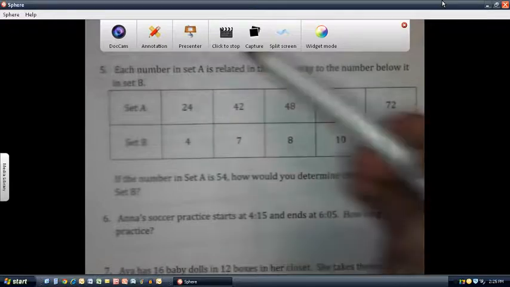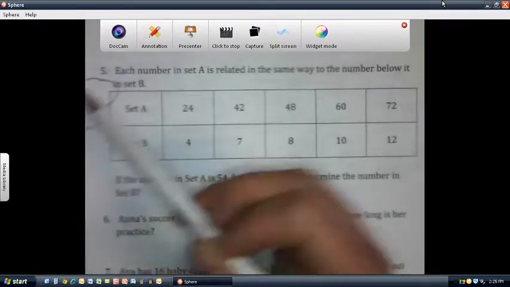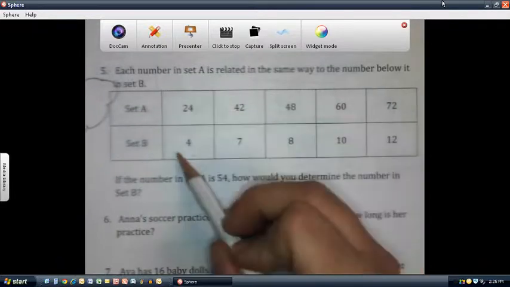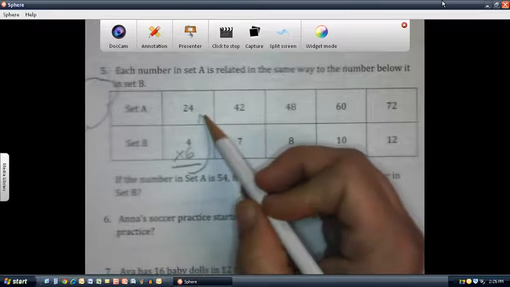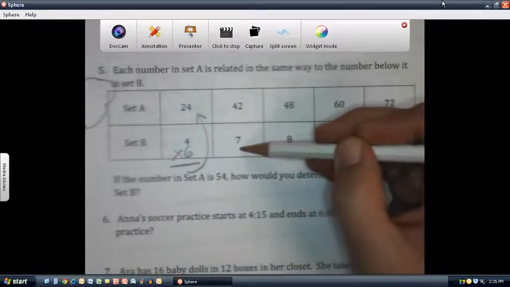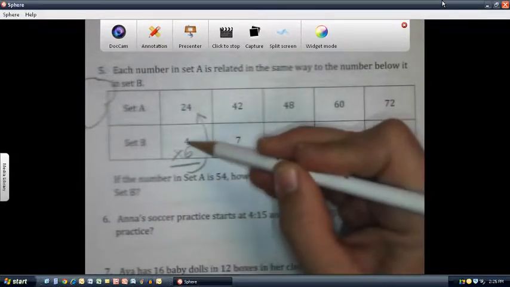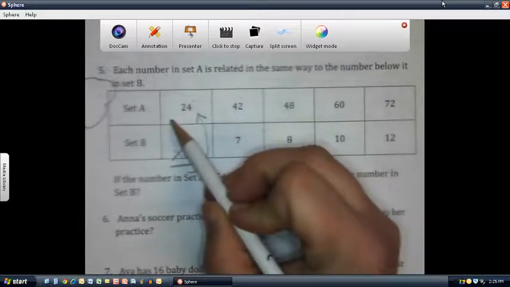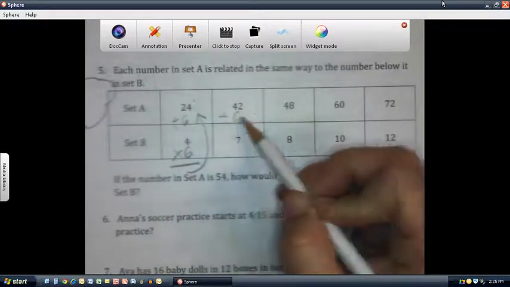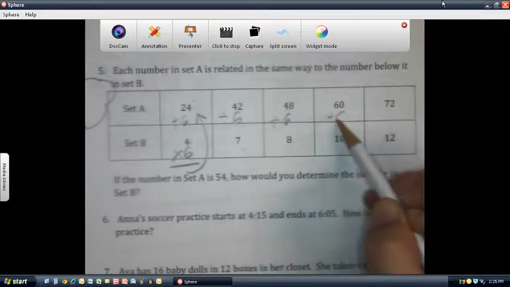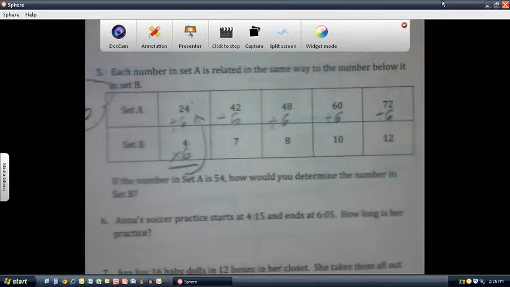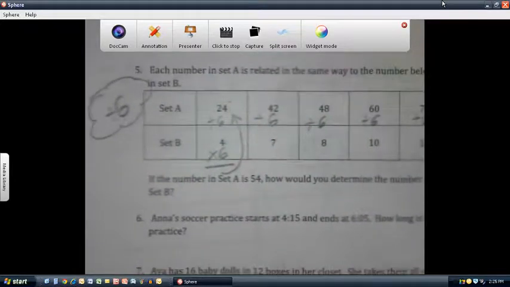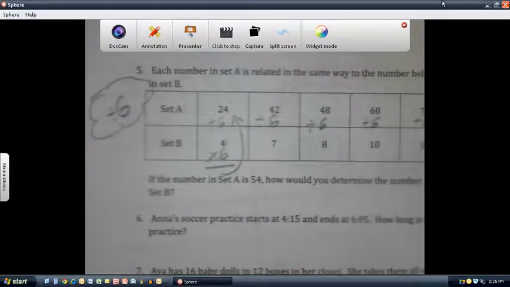So the rule of this table is not multiplying. I'm multiplying down here to get this number. So if I'm going from top to bottom, I'm going to do the opposite of what I'm doing from bottom to top. And the opposite would be division. So all of these are dividing by 6. So the rule of the table is divide by 6. Divide the number in set A by 6 to get the number in set B.